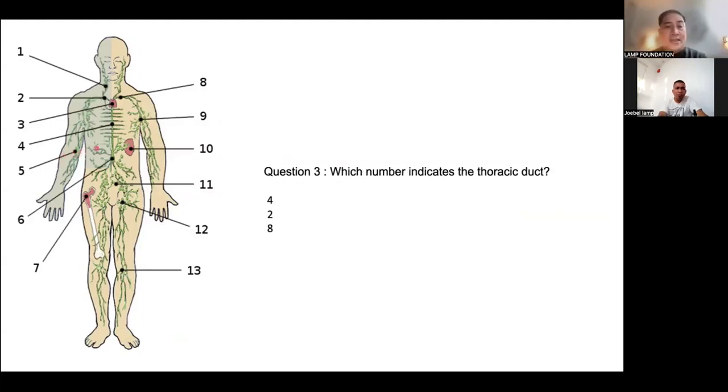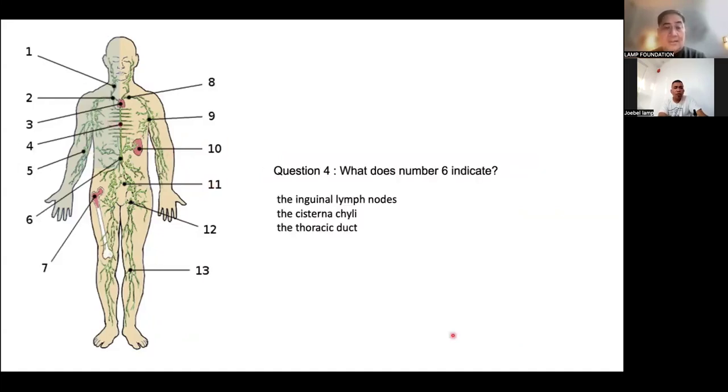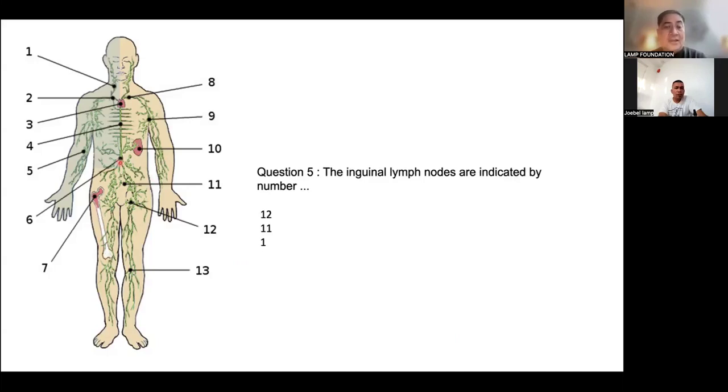Which number indicates the thoracic duct? Number 4. What is number 6? The cisterna chyli. The inguinal lymph nodes are indicated by, so location is already obvious, inguinal lymph nodes.